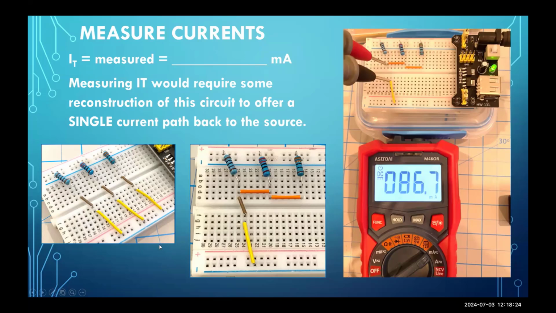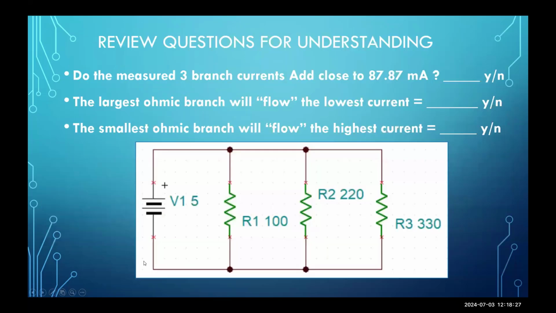Yay. So let's go ahead and review some questions for understanding. Do the three branch currents add close to the 87.87 milliamps? Yes or no? You did the math earlier. Should be a yes. Does the largest ohmic branch, in fact, flow the lowest current? You analyzed this earlier. That should be a yes. Does the smallest ohmic branch flow the highest current? You answered this earlier. The answer should be yes. It's very important you log these into your journal as very important points that have been proven in your calculations as well as your measurements. Now, on to more neat circuitry.